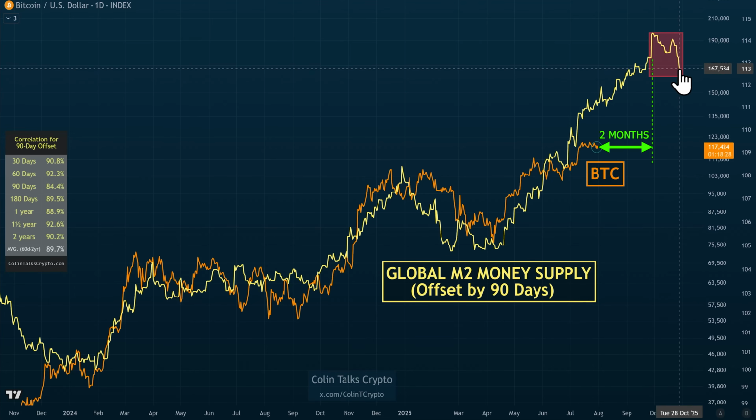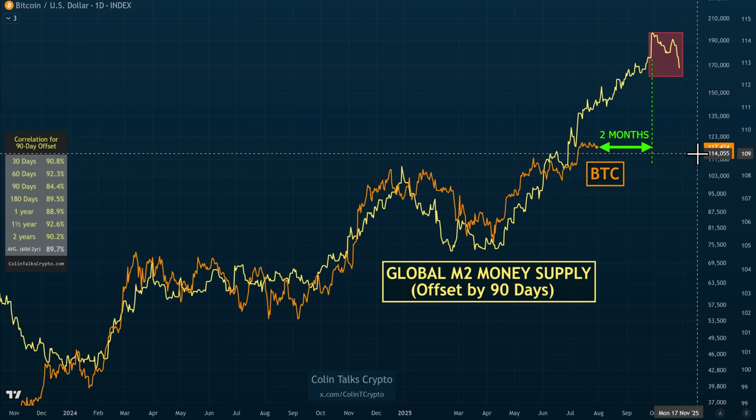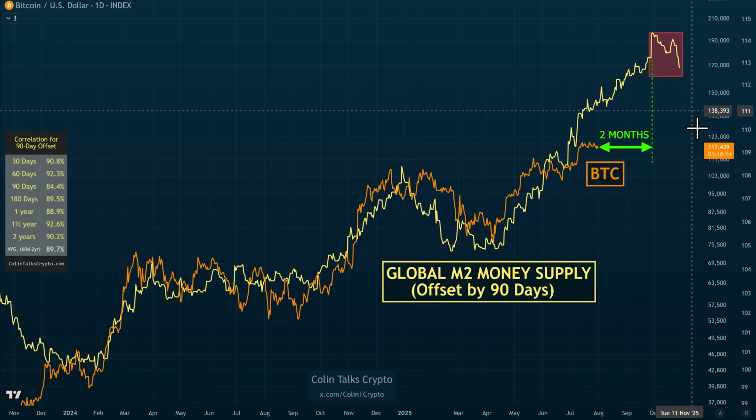Like if this M2 line just keeps dropping and dropping and dropping and it doesn't go back up, that's a big red flag, and I will not ignore that. I will also look at other metrics and cross corroborate that. But I think that would be pretty telling if global M2 just tanked.